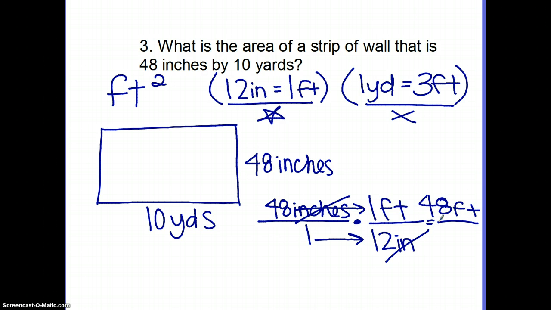And 1 times 12 would be 12. There's no units on the bottom. Remember, they canceled out. 48 divided by 12 means that we are left with 4 feet. So now you know why I said that this room is not very tall, because it's only 4 feet tall.